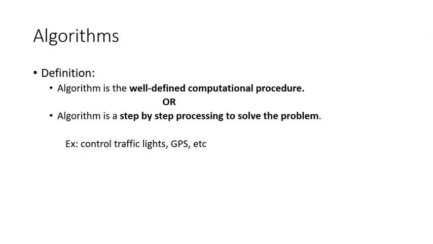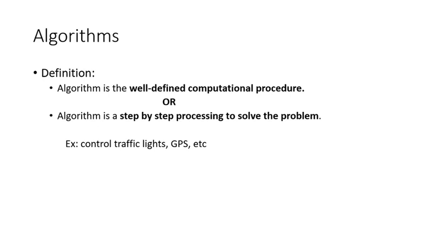So let's move. What is an algorithm? The definition of the algorithm is, you can say, a well-defined computational procedure, or you can say an algorithm is a step-by-step process to solve a problem. Just remember that we write an algorithm for a problem. When we have a problem, how to solve that problem, we write in the algorithm.